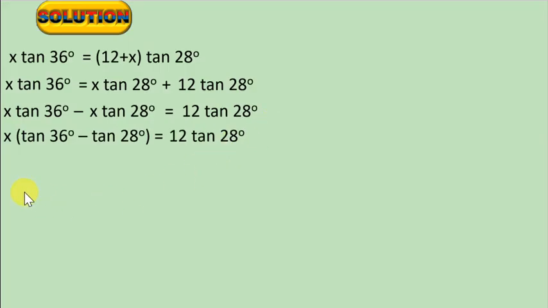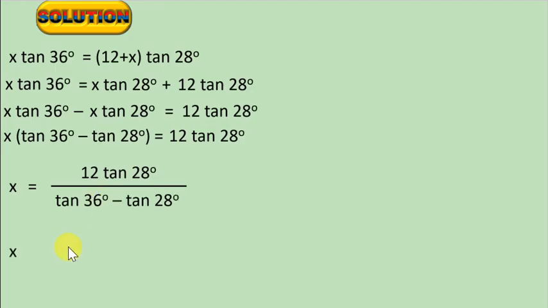So now we are going to make x the subject. That will give me tan 28 degrees divided by the whole of this we have here. And what is that? Tan 36 minus tan 28. So we write it here.